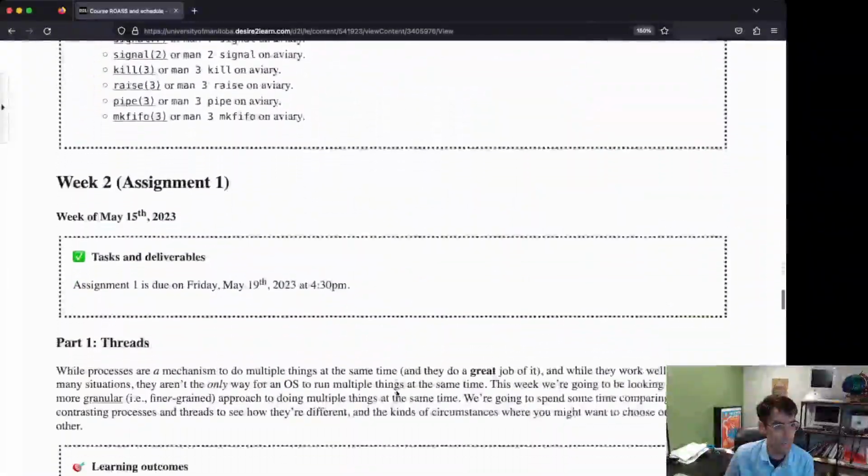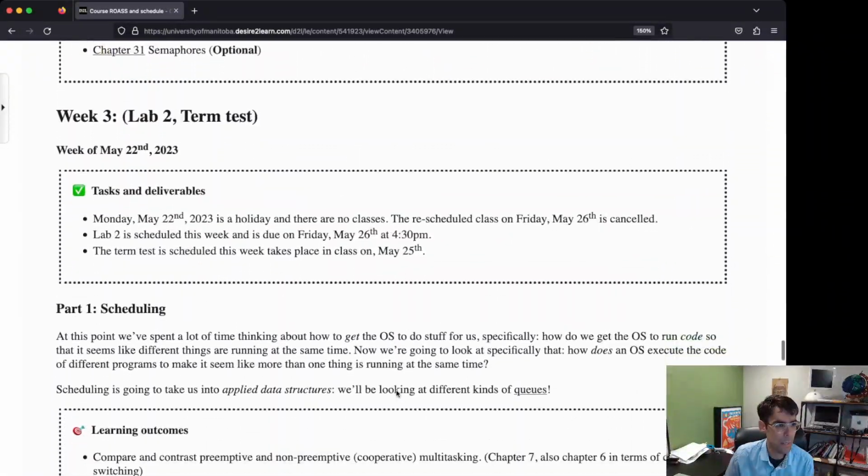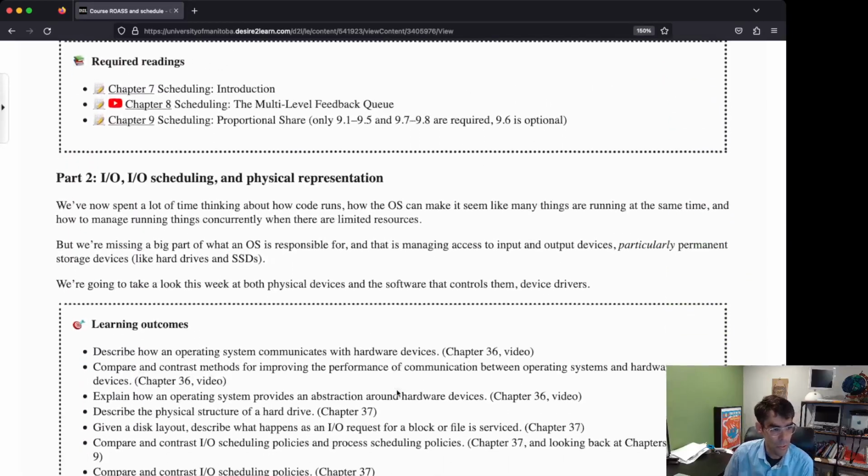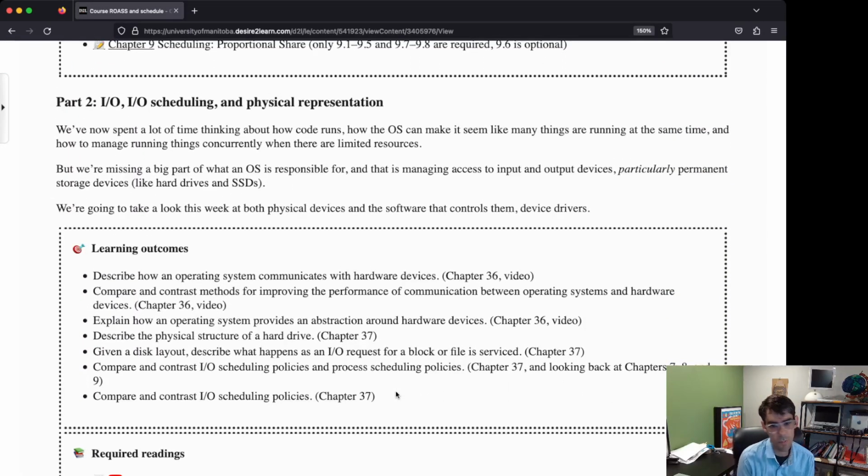So let's go down and we'll take a look at the learning outcomes for IO scheduling. So in part 2 of week 3, this is where we were last week. We've got a few different learning outcomes here. Describe how an operating system communicates with hardware devices. This is coming from chapter 36 in the video. And again, with the videos, you can pick either reading the chapter or watching the video. You don't have to do both for the ones where there are videos.